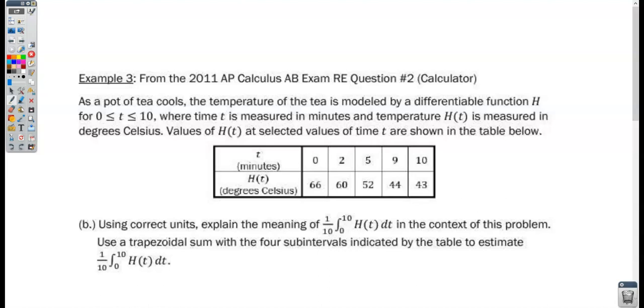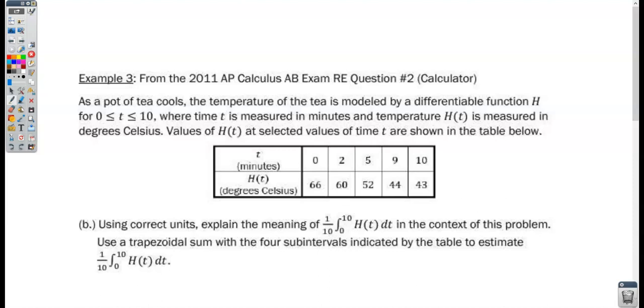Alright everybody, welcome back. In this video we're going to finish up with section 8.3 of AP Calculus, using accumulation functions and definite integrals in applied contexts. We're going to pick up where we left off at the end of the last video and look at example 3. Example 3 was from the 2011 AP Calculus AB exam.